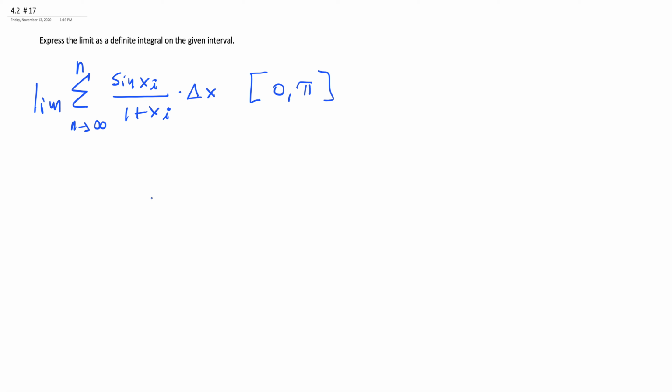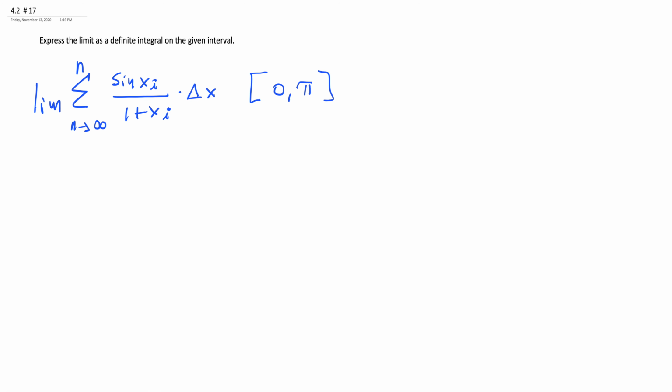Okay, our goal for this problem is to express the limit as a definite integral on the given interval. All right, so we know that a definite integral means that we're going to have this symbol right here, and we're going to go from a to b. That's my best attempt at the integral symbol. And we know that a to b is right here. That's from a, that's to b. So we're trying to find the integral formula for the area under a curve.